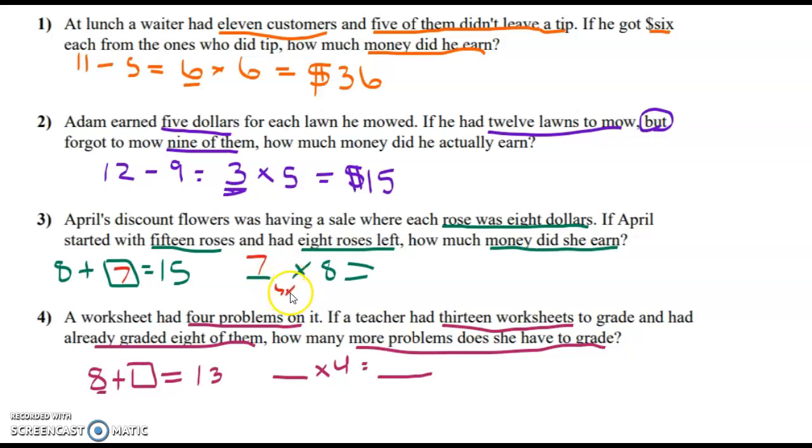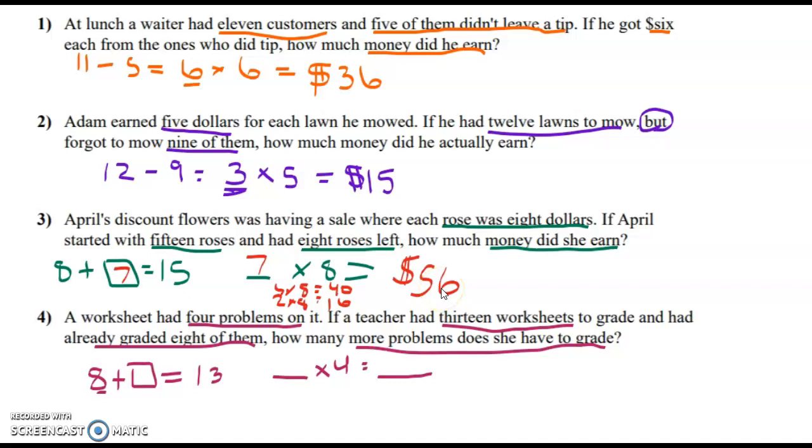5 times 8 is 40. I'm going to use break apart. And 2 times 8 equals 16. Put that together. At her rose sale, she made $56.